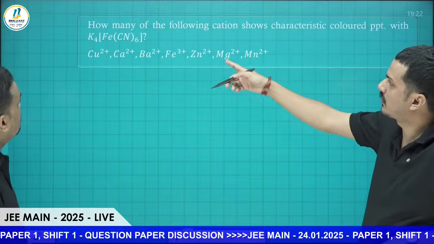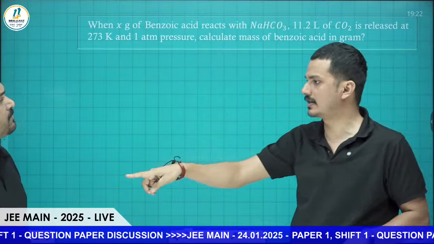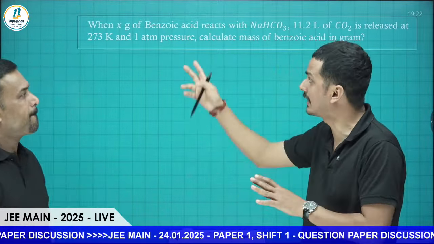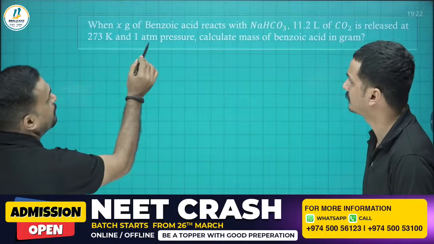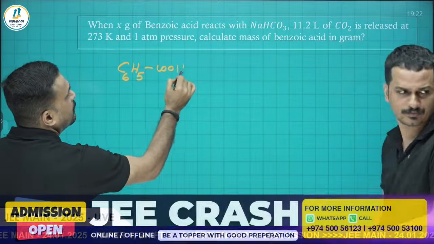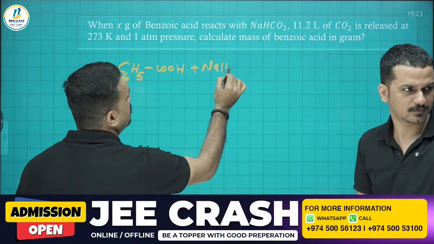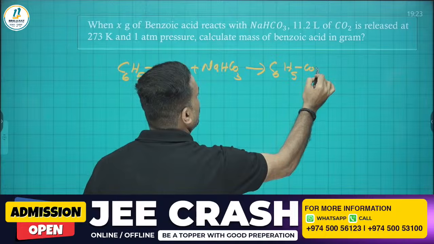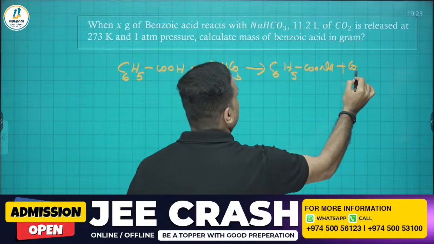Next, here also we have to mention one thing. In yesterday's paper and the day before yesterday's paper, they asked one organic-related calculation, a stoichiometry question based on organic reactions. Last class they asked about phenol reacting with bromine, giving 2,4,6-tribromophenol. Here, benzoic acid, C6H5COOH, when it reacts with NaHCO3, you will get C6H5COONa plus CO2 plus H2O.